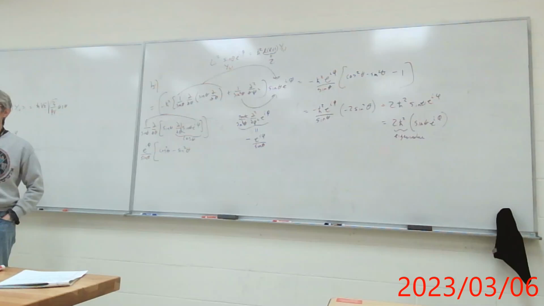This is not a very good example. Let's go to this one. Part A wanted to know what possible values we can get if we measure L squared. So measure L squared. That means I operate with L squared on this function psi.